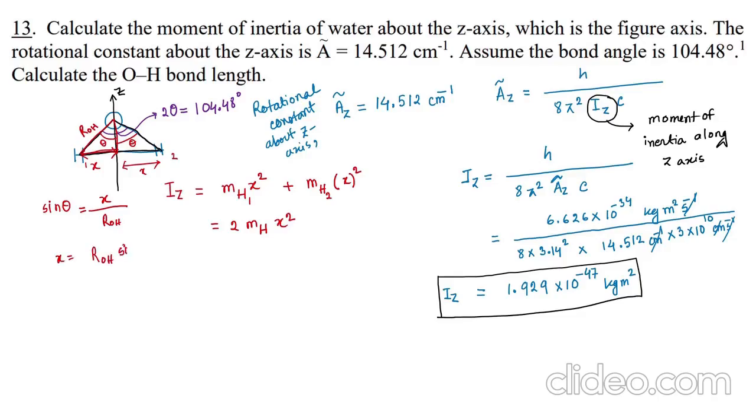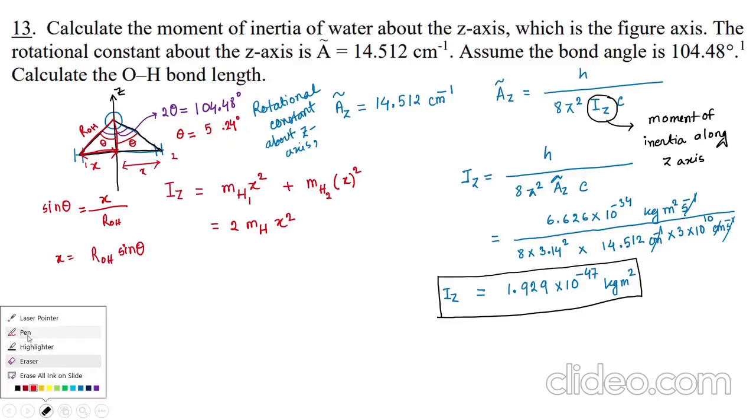So x is actually R_OH sine theta, and theta is how much? 57.24 degrees? Not 57. It should be... did I make any mistake? Yes, this should be 52. It's my mistake, sorry. This should be 52. So eventually this is the value.